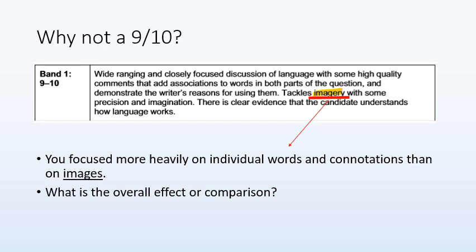Next is imagery. If you're not really focusing on imagery and you're focusing more on individual words and connotations, then you're not going to get a very good mark. You need to say, what is the overall effect, or does it contrast to something else?